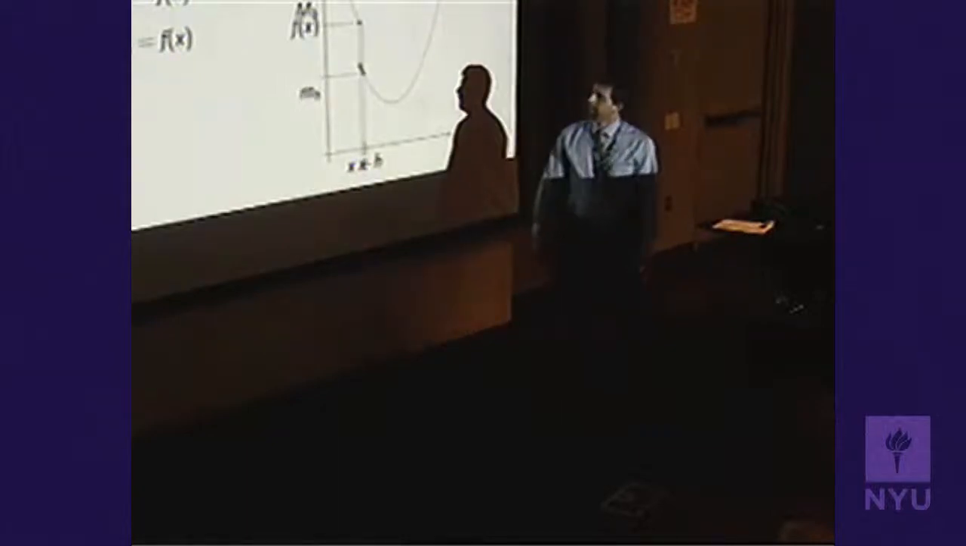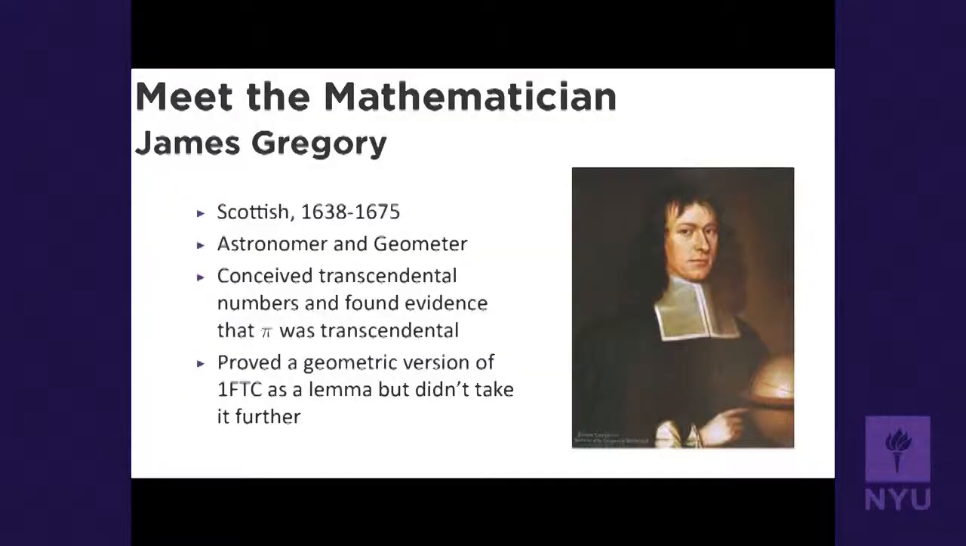Okay? So, great. Okay, so story time. I'll tell you about some of these mathematicians that have studied or proved or thought about the fundamental theorem of calculus. The first of these is James Gregory, a Scottish mathematician from 1638 to 1675. He was an astronomer and a geometer.